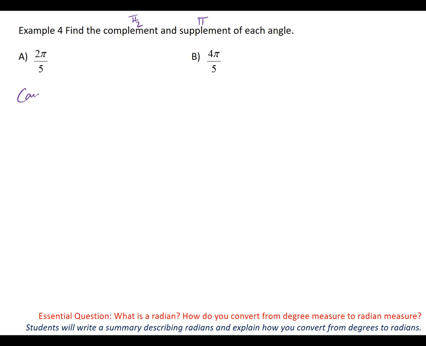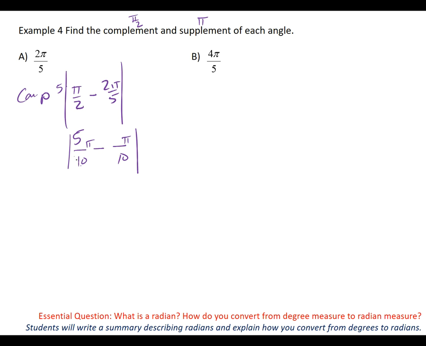So to get the complement, I am going to do pi over 2 minus 2 pi over 5. And I'm going to throw absolute value bars on it in case it comes out negative. I know I just need the distance in between those two to get my angle. Now, I probably need a common denominator, right? My common denominator in this case is 10, good. What do I have to multiply the 2 by to get to 10? 5. In Algebra 2, I'm not going to multiply top and bottom by 5, that's like elementary school stuff. So I do that part in my head.